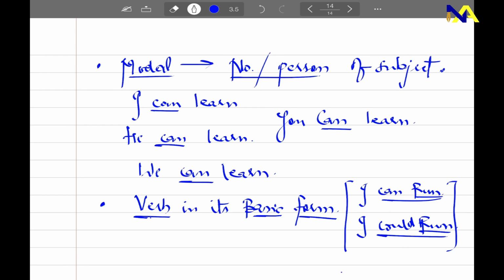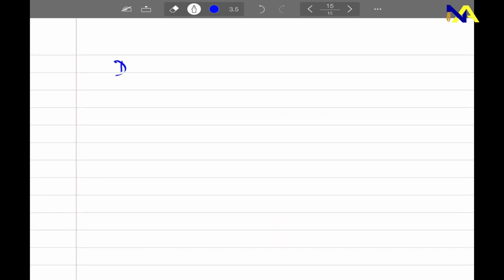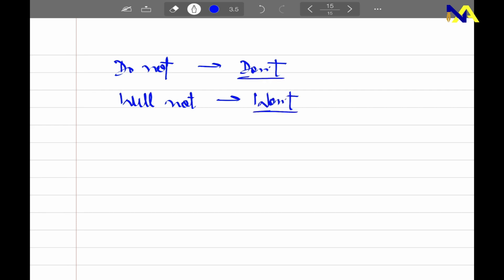Then we also know that in case of contraction, it's quite simple. Cannot becomes what? Can't. Okay. Similarly, do not becomes don't. Will not will become won't. Okay. I hope this was clear to you. So all in all, we are quite done with the basics of verbs and modals.